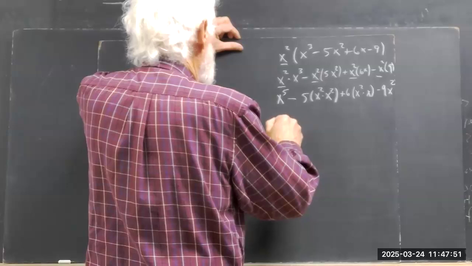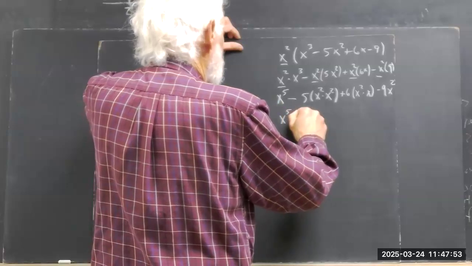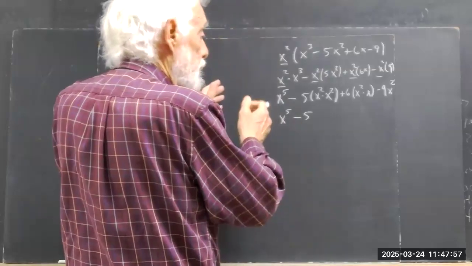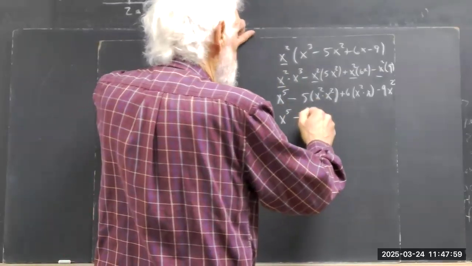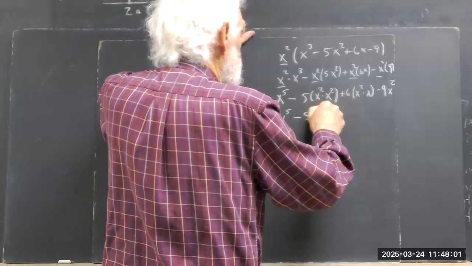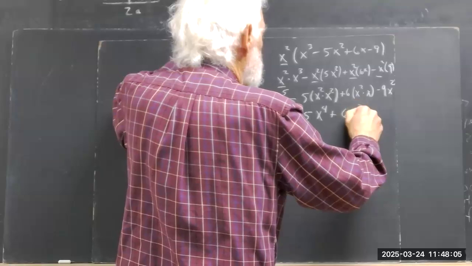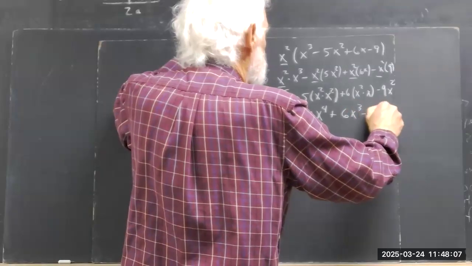Well, now, that's going to give us x to the fifth. Well, x squared times x squared. You got two x's multiplied by two x's. That's going to be 4. You got 5x to the fourth. And this is going to give you 6x cubed minus 9x squared.